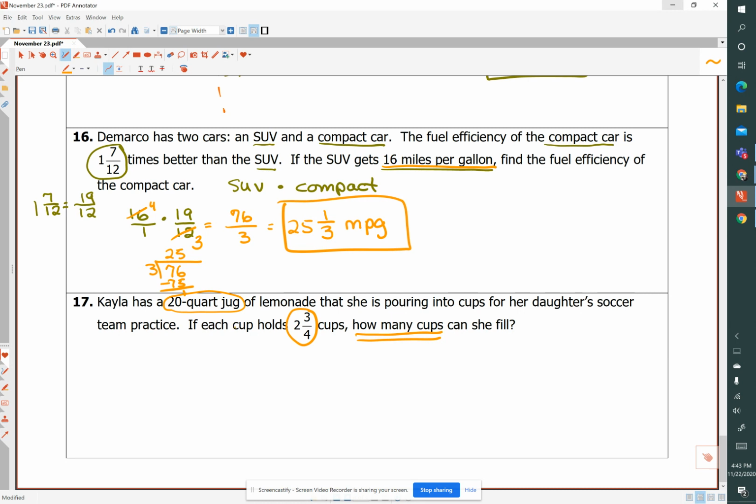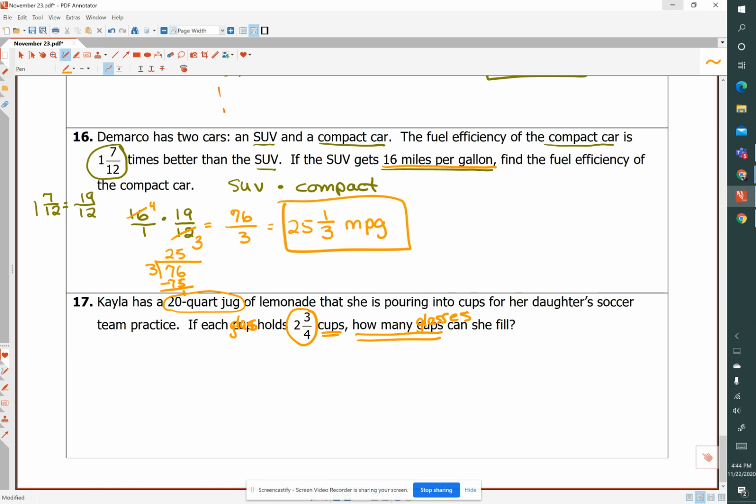You could think of this as each glass. That might be clearer for you. Each glass holds 2 3/4 cups, because that's a unit of measure. And you can think of this as how many glasses can she fill. But they're saying cups because I guess they don't want to bring glass to the soccer field. So this is a division problem.